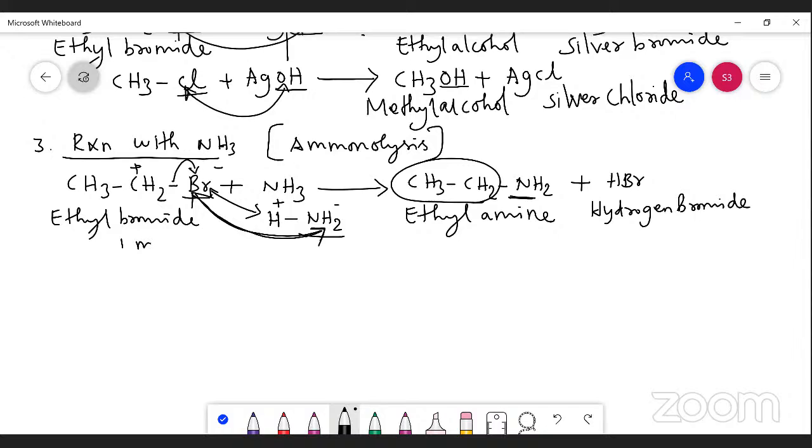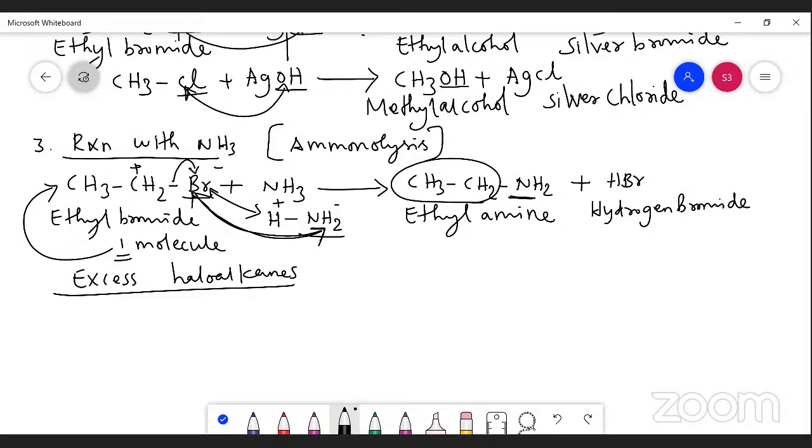Okay. So this is the first reaction where I put only one molecule of haloalkane. Okay, one molecule of haloalkane only I put, so I will get a product, only one molecule. Suppose instead of this one, if I take excess haloalkane, what happens?